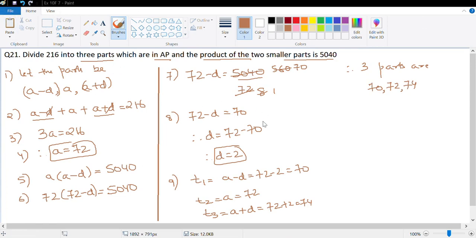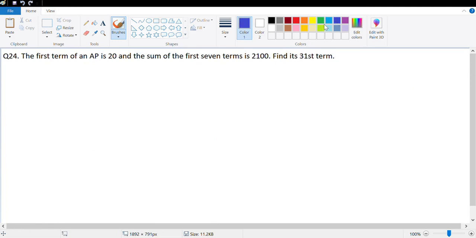The next one that we have is question number 24. The first term of an AP is 20. So what's given is the first term is 20. The sum of the first 7 terms is 2100. Next, find the 31st term.